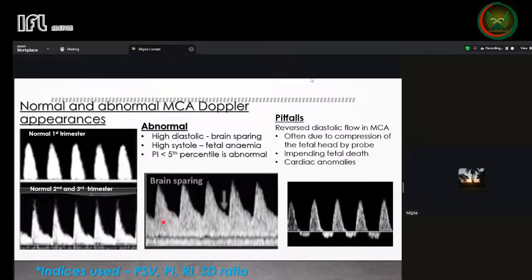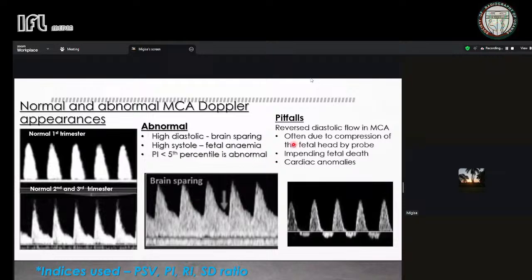This is the waveform you will see. Then we also saw the waveform of fetal anemia, where the systole is very high because of high cardiac output. And then we also have when the PI is less than 5th percentile, this waveform will still look like the one in high diastole in brain sparing. So for the high systole and the PI, you're going to have to look at the charts. There are specific charts for different ages.